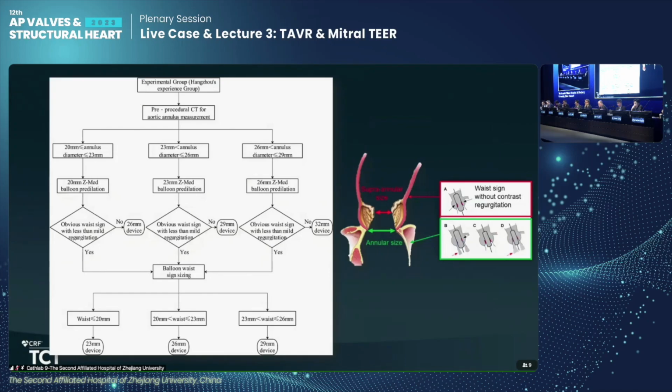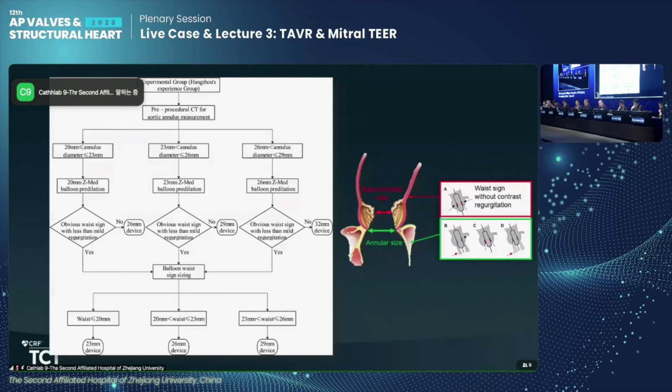Yes, good. Okay, good. So the first step is to select the balloon size. If the patient's annulus is less than or equal to 20 millimeter, we will select balloon 23 millimeter. If the patient's annulus is above 23, lower or equal to 26, we still select, if there's a waist with no regurgitation, we still downsize. The 23, the annulus is between 23 to 26.